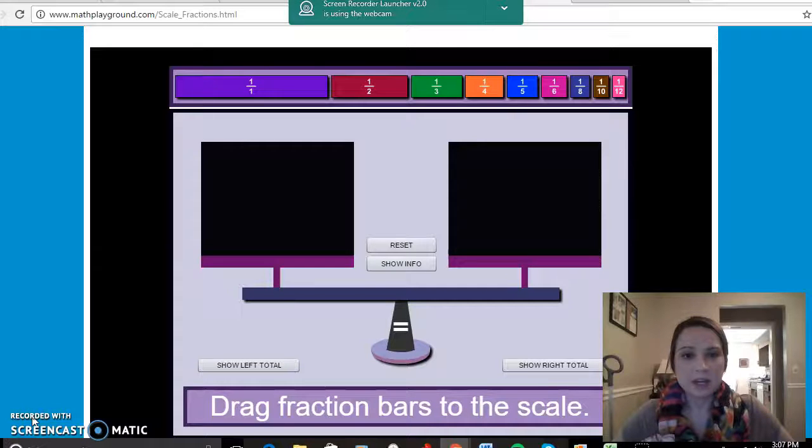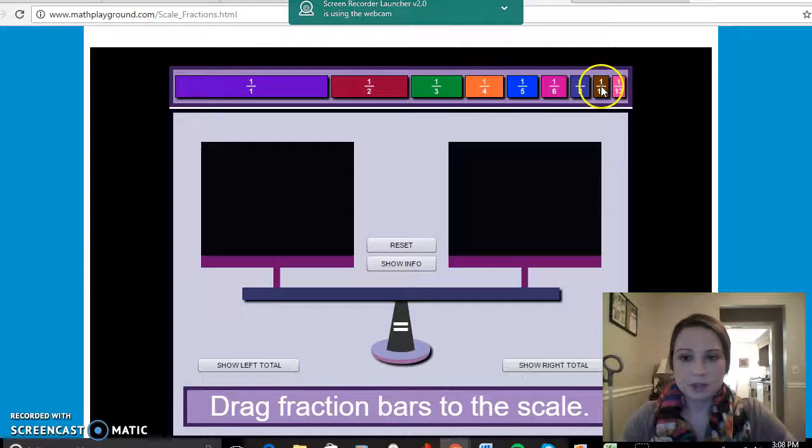Now we are going to compare two fractions that do not have the same numerator or denominator. This can get a little bit tricky, so we are going to use a fraction scale virtual manipulative to help us. We are going to compare 2/10 and 11/12. This manipulative is really easy to use. You just drag down the different parts that you are using to make your fraction.